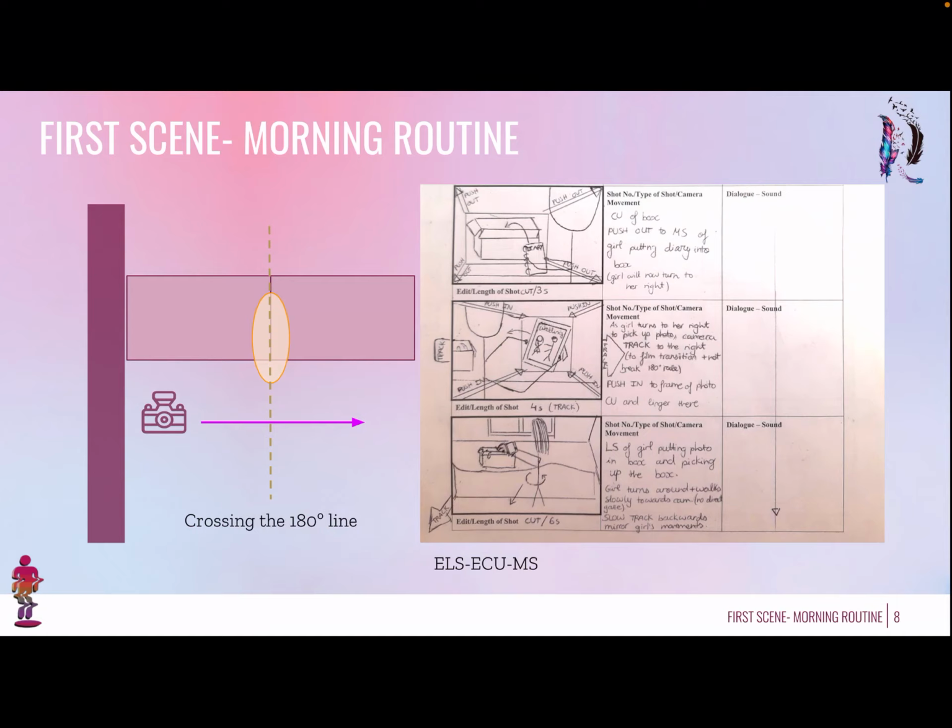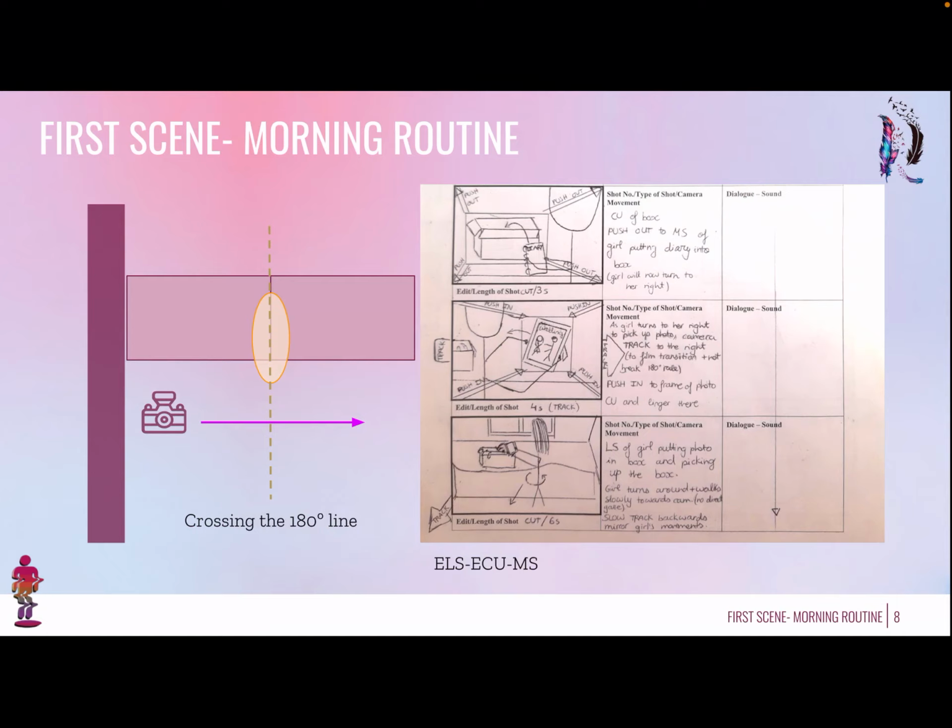The next shot is going to be quite tricky, because I didn't want to break the 180-degree rule, so I was going to have to cross the line and film the crossing of the line with the camera, which is what I have represented on the diagram on the left. So first of all, there is going to be a close-up of the box, because the box is a really important prop. It signifies that the girl is moving houses.